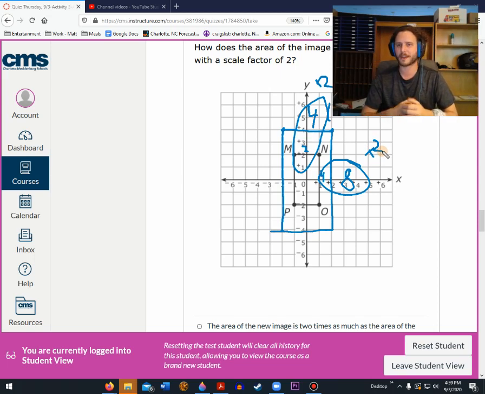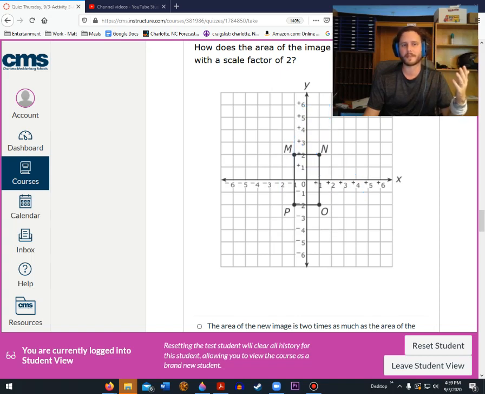It's more than just doubling. You double all of the sides that are multiplied to get the area. That means you're doubling the length, doubling the width. You're doing times 2 times 2. That's times 4.